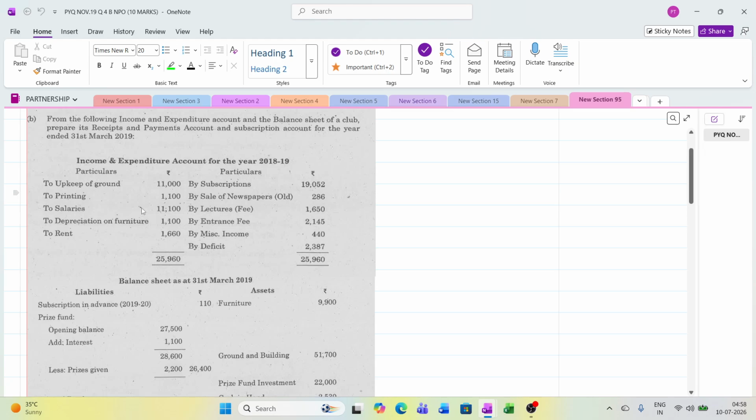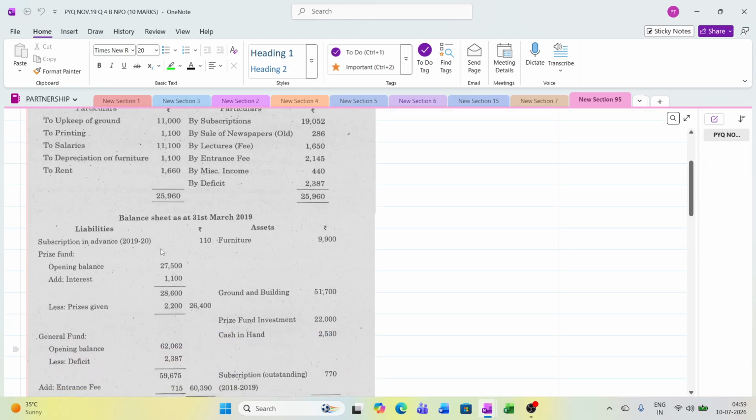Now coming to the rent account, it will appear. If there is any adjustment, we have to take care of that also. Subscription, this amount will not appear, as this is the income and expenditure account. We have to find out the actual receipt of subscription, and for that we will be preparing the subscription account. Sale of newspaper, lecture fees, entrance fees, miscellaneous income, and deficit will not appear. Then you have to go through the balance sheet items one by one very carefully while preparing the receipts and payments account.